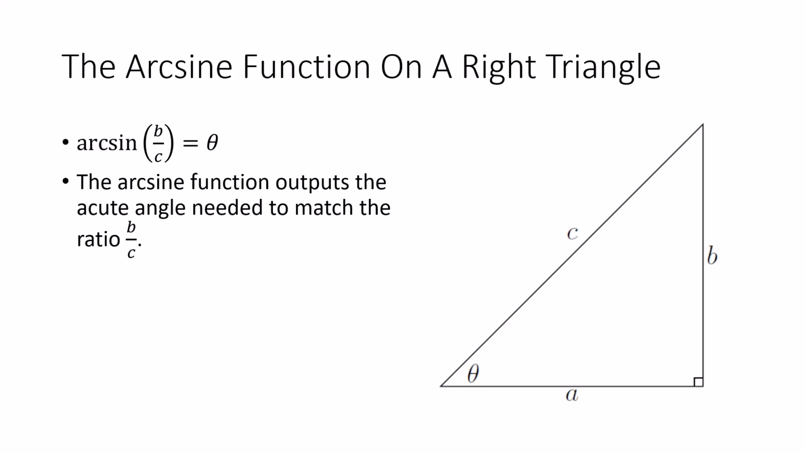So the arcsine function on a right triangle inputs the ratio of the opposite leg to the hypotenuse and outputs an acute angle needed to match that ratio when you take the sine. So here is our basic triangle. On the right here, we have our angle theta in our corner. The side opposite is labeled B, the side adjacent is labeled A, and the hypotenuse is labeled C. Remember, the hypotenuse is always opposite the 90-degree angle.